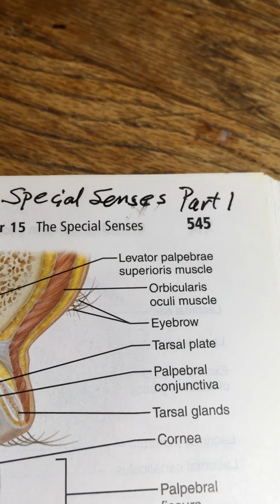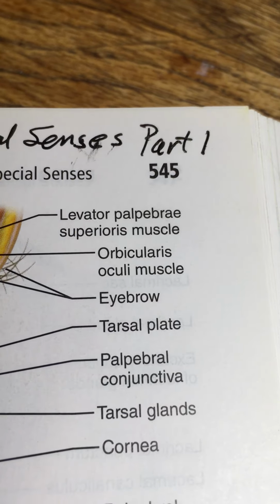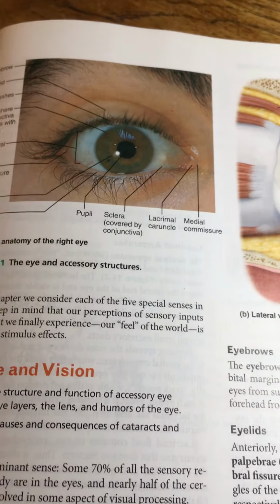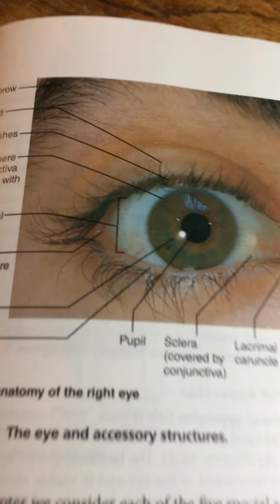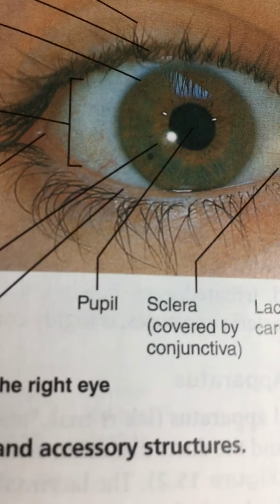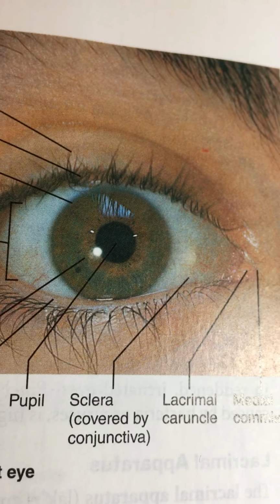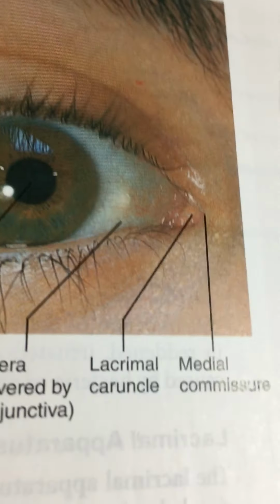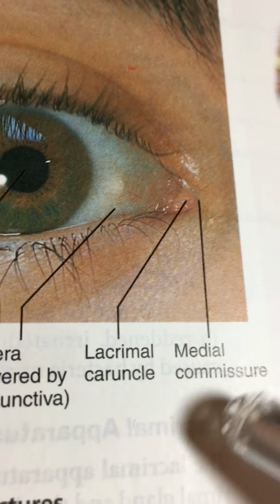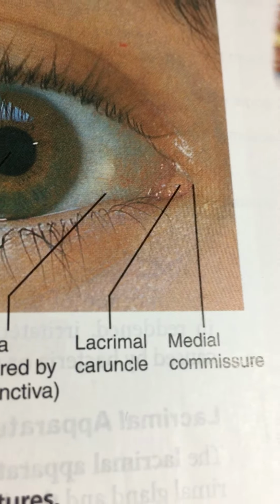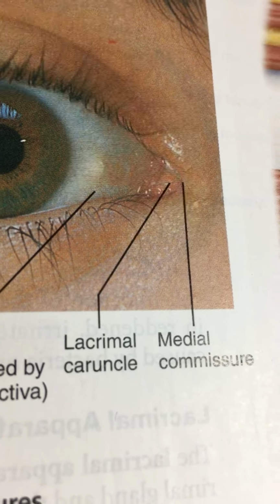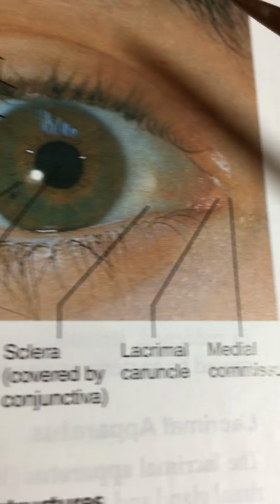Here we go on Special Senses, Part 1, page 545, beginning with the vision special sense. As you can see here, here's a typical view of the eye, and we have some ideas here about what you need to know. So the lacrimal caruncle is right here. That's a little secretory device. We have the medial commissure, which means the coming together of the lids, which are also known as palpebrae.